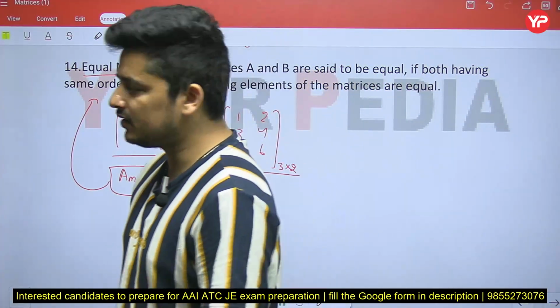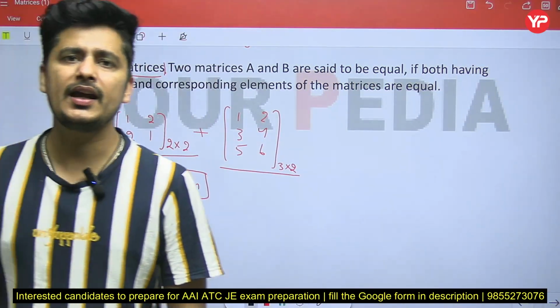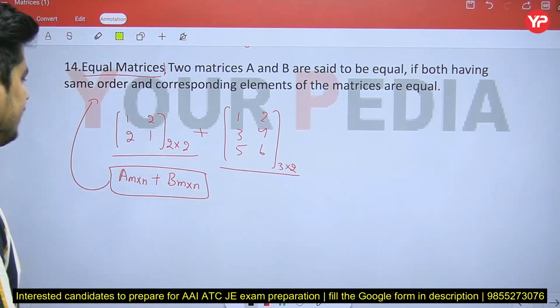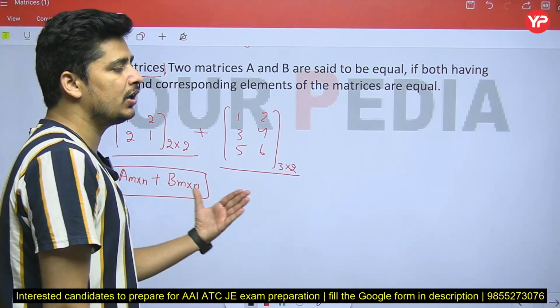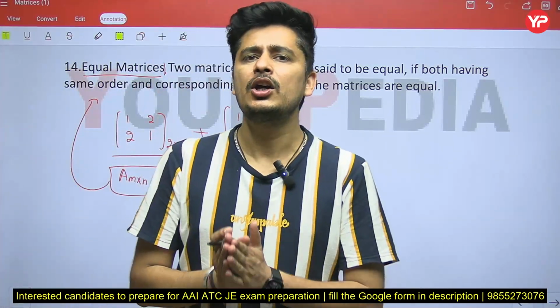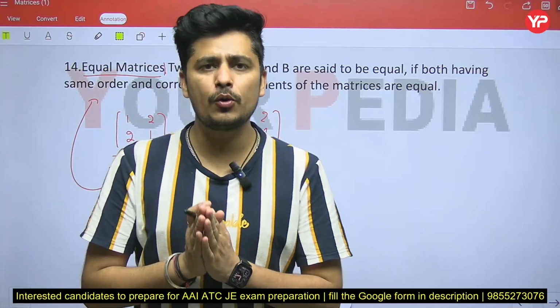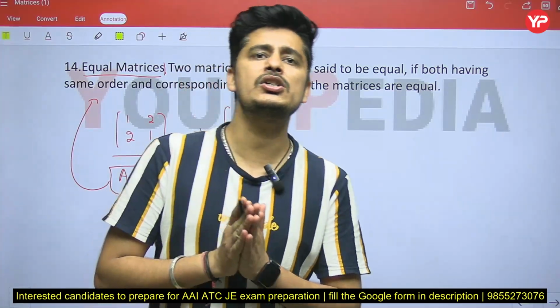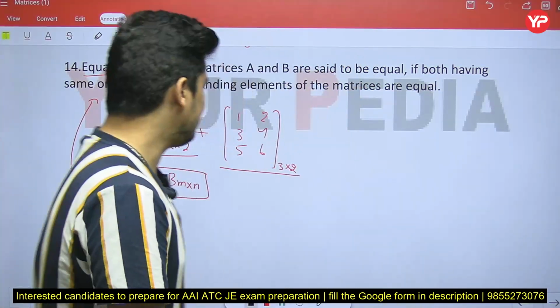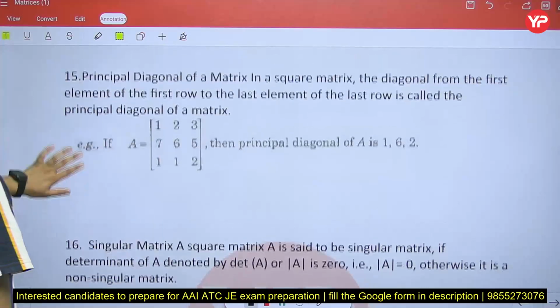When you have checked that the order of the two matrices is the same, then what do you have to do? You have to go for the second thing, how we can add them together. The addition of two matrices takes place by adding each element to the corresponding element of the other matrix.